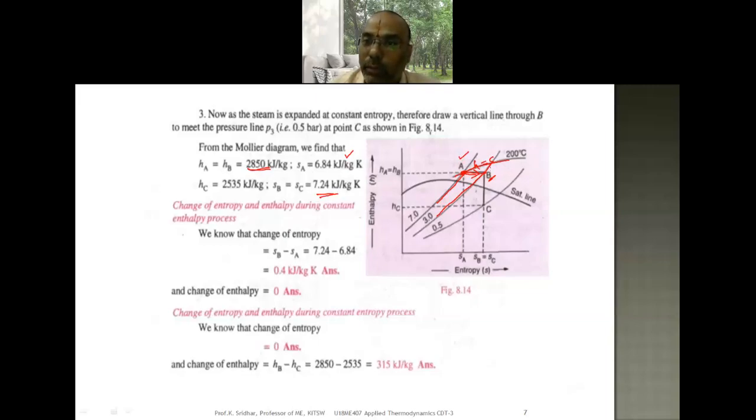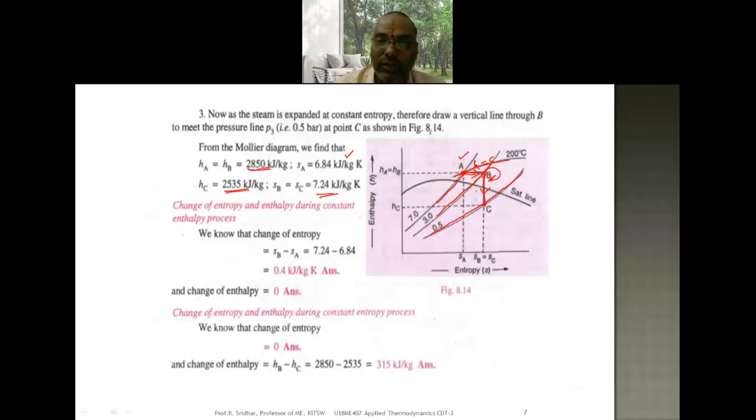Now, after locating the point number B, next he is saying that an isentropic expansion process is taking place till it reaches 0.5 bar. So the 0.5 bar line is passing like this and the isentropic process is a vertical line. So both are intersecting at this particular common point, point number C. At point number C, find out the value of HC, that is 2535 kilojoules per kg.